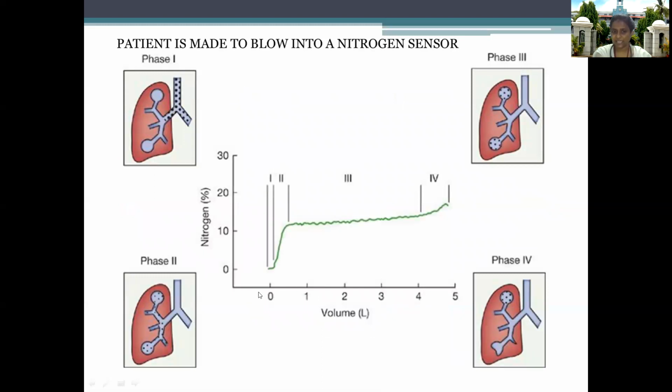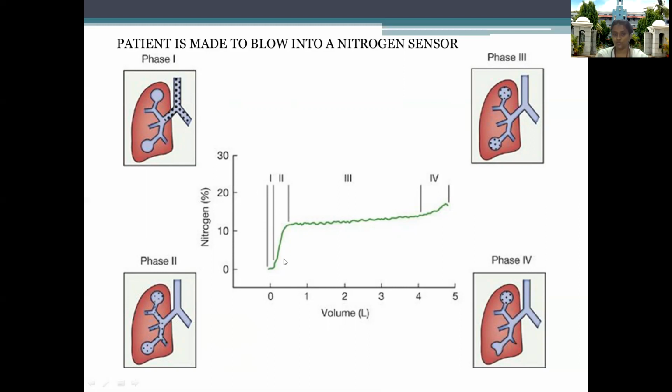When he exhales, a nitrogen sensor starts to pick up the concentration of nitrogen in again 4 phases, phase 1, 2, 3, and 4. As you can see in these small diagrams here in the corner, phase 1 detects only the gas that comes out from the dead space. There is only oxygen there and no nitrogen, and hence there is almost a 0 level of nitrogen detected in phase 1.